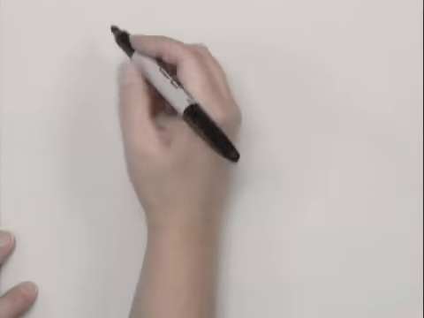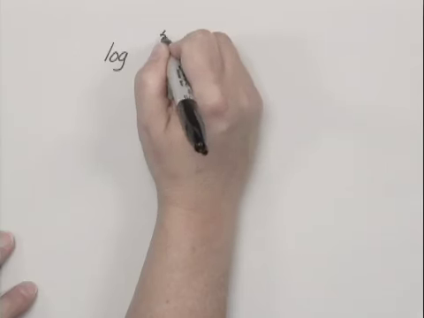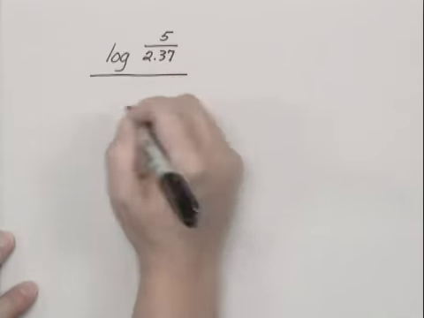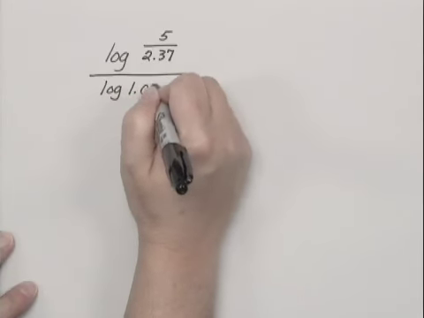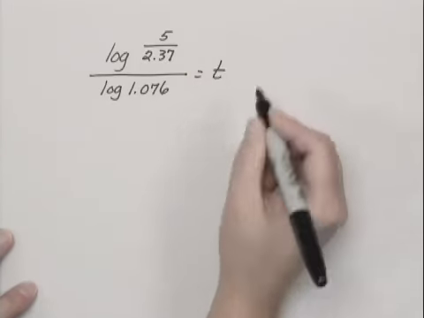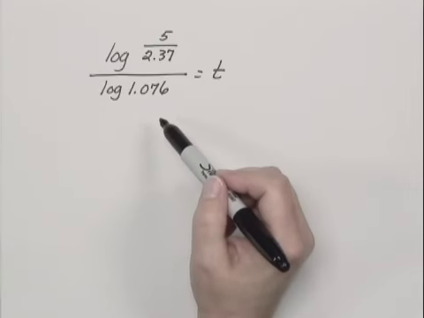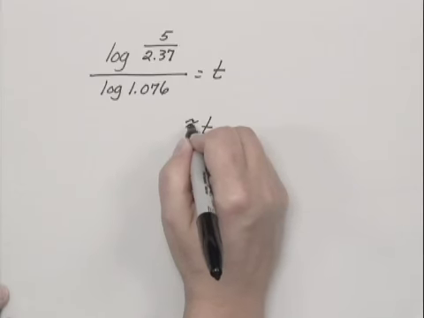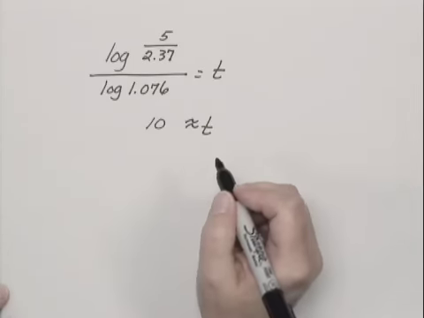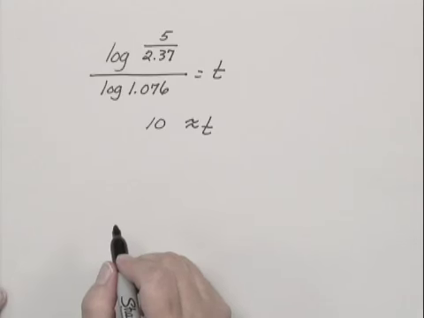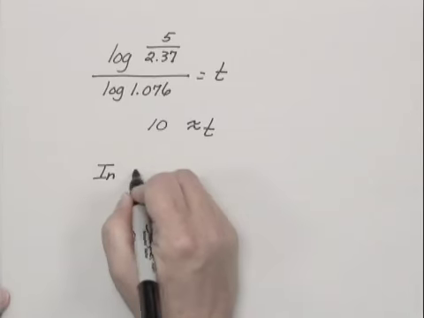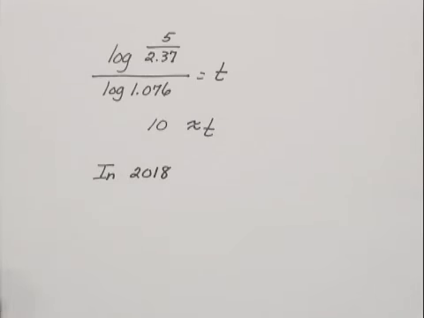So to solve for t, we divide both sides by the log of 1.076. That would be the log of 5 divided by 2.37 all over the log of 1.076 would equal t. And notice up to this point I've done no approximation. Now I use a calculator and approximate, and I get that t is approximately equal to 10. So spending on health care will be $5 trillion about 10 years after 2008, or in 2018.